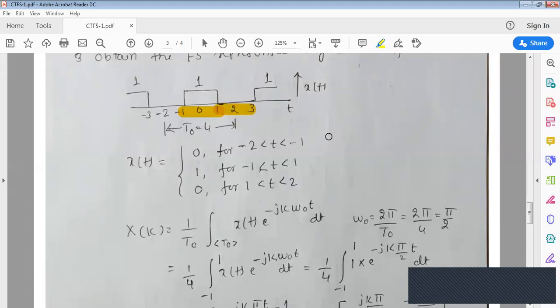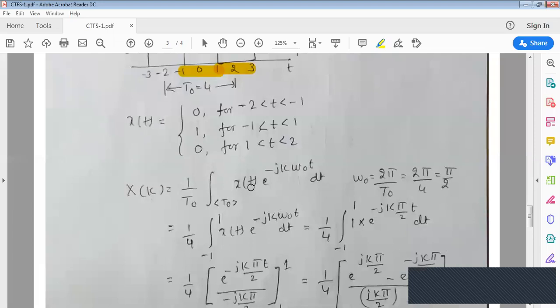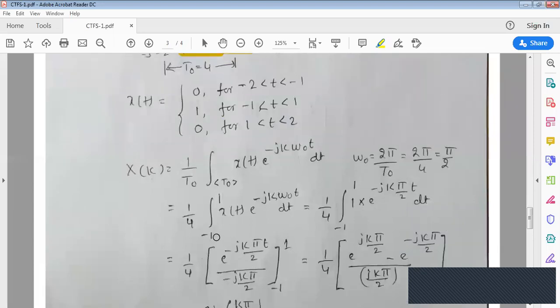Out of which the first part and last parts are 0. So where is the signal existing? The signal is existing between -1 to +1. Therefore, even though it is T0, -2 to +2, I have shown the interval between -1 to +1 only. This you have to clearly understand.